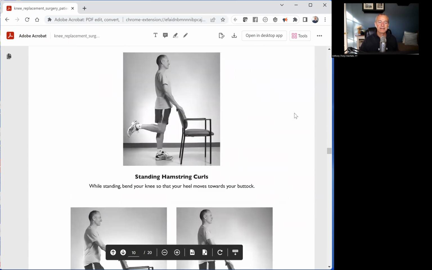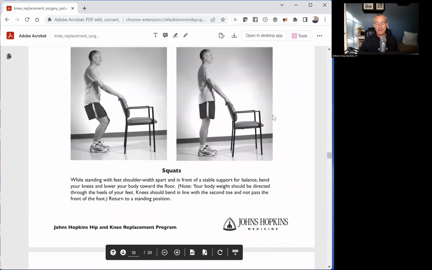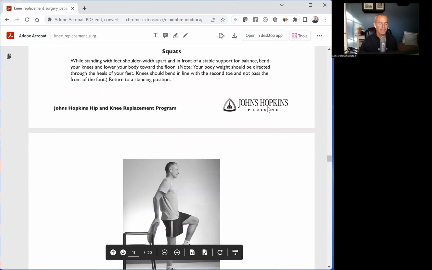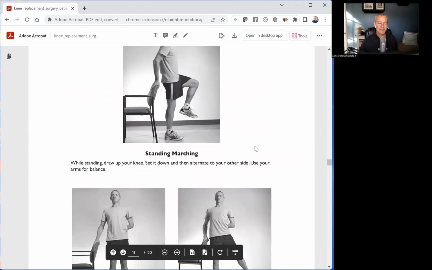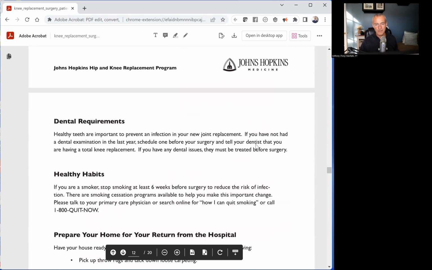A couple other exercises, and I'm not going to spend too much time because I've got a whole list of videos for you. Standing knee flexion, which is working the hamstring, the muscle behind the thigh. Mini squats, but I would tell you, do not do it holding onto a chair like this because that chair is not stable. It will absolutely tip on you. Standing marching in place, side leg raises, these are all great exercises to perform within the first week or two following surgery.